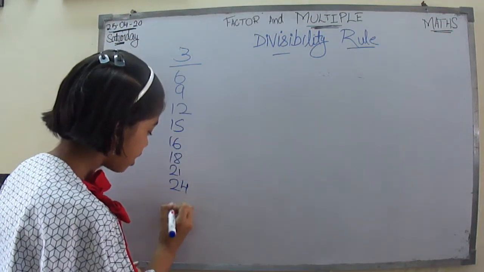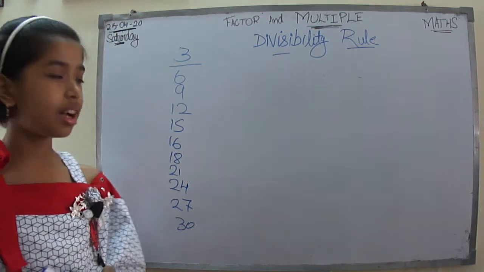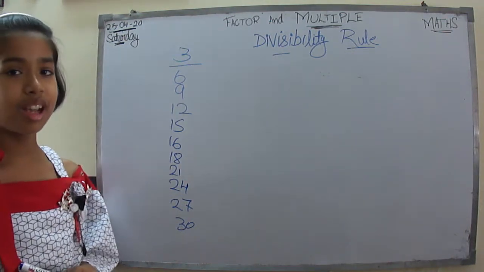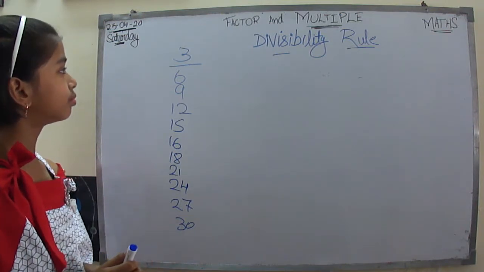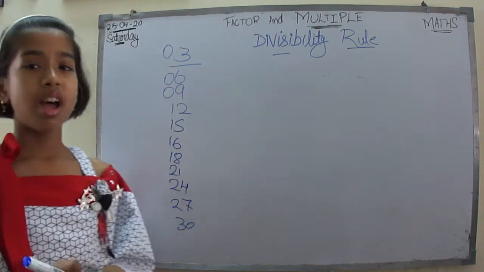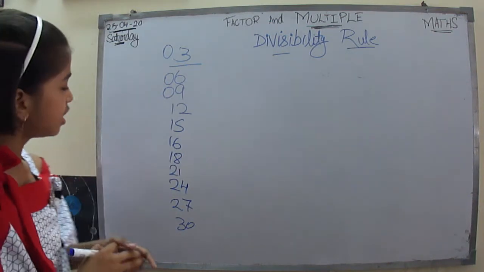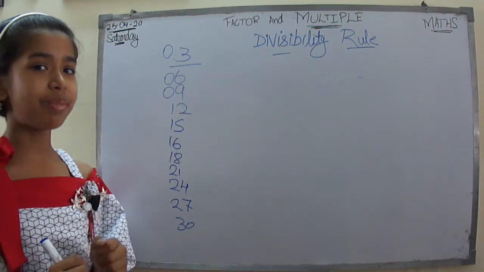So here I have the 3's table. Now, can you see a pattern here? Just check it out. I can write it as this. Can you find any pattern? Let's see. And yes, there's one pattern.